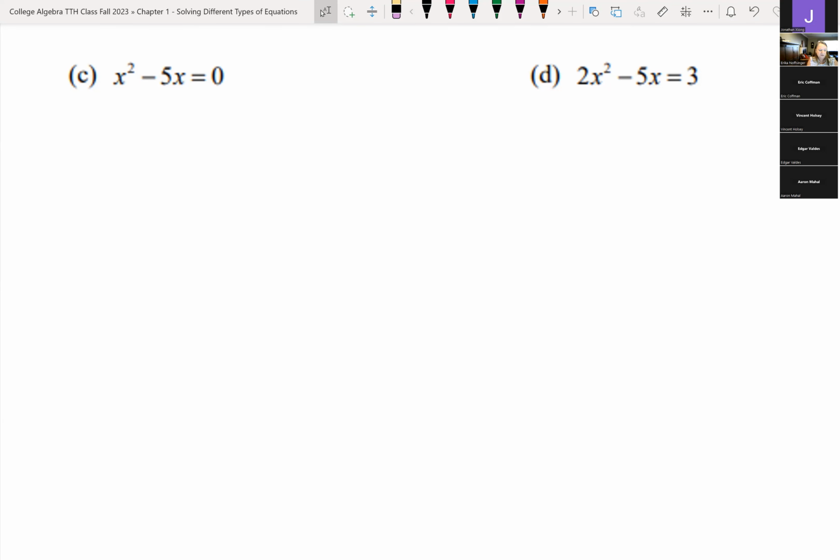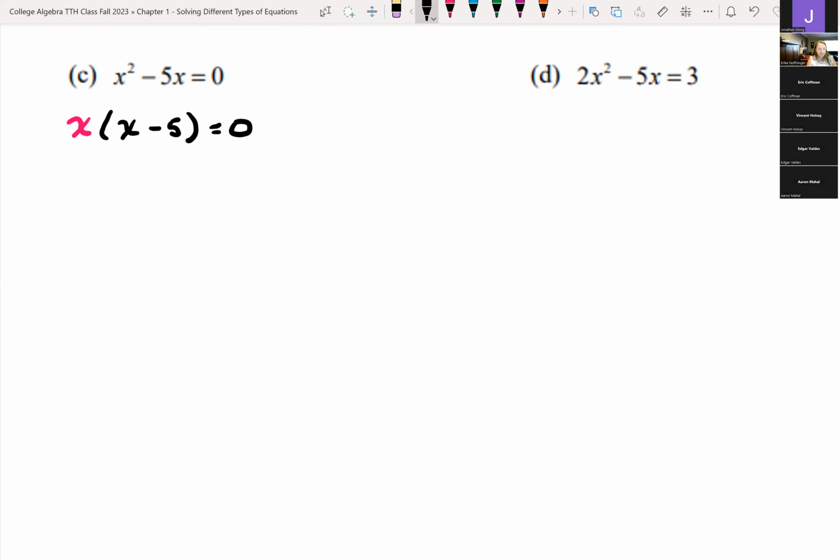But looking at problem C, I have x squared minus 5x. So x squared and -5x both have an x in common. So we can factor out that variable x. So if we pull out one x from x squared, you'll be left with a single x. And if we pull out an x from -5x, we're just left with -5. So we're going to do x minus 5 here is equal to 0.